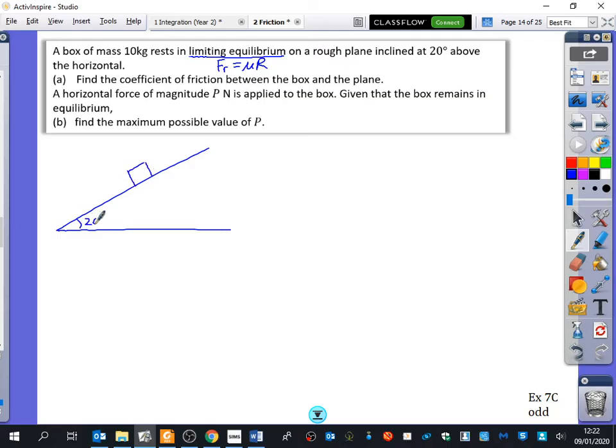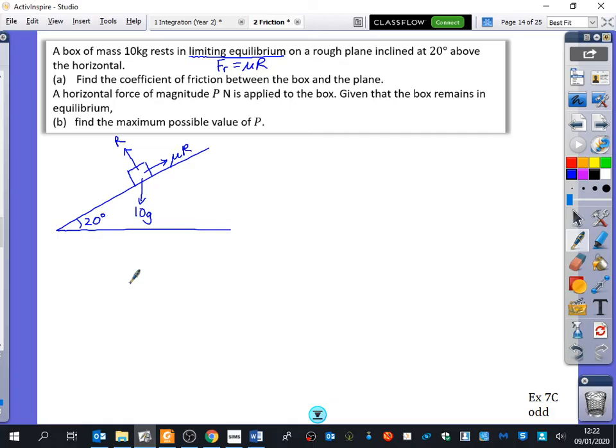So we've got inclined at an angle of 20 degrees, and it's 10 kilograms. So I want to go straight in with my 10G. I want to go with my normal reaction. If it's in limiting equilibrium, which direction do we think the friction is going to go? It's got to go up the slope because it's going to try and slide down. So obviously, the friction is going to be going up the slope here.